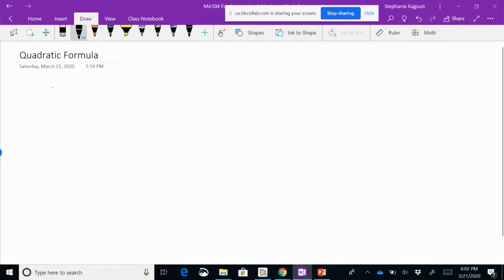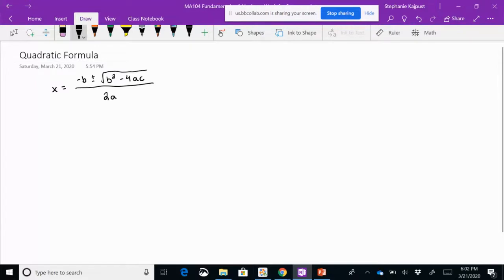So the formula is x equals negative b plus or minus square root of b squared minus 4ac, and then the whole thing is over 2a. I've made my square root a little bit too big. So that is the formula.